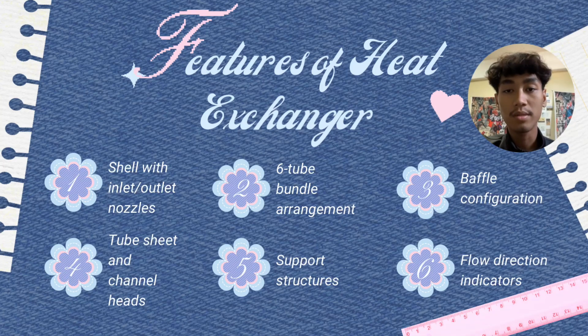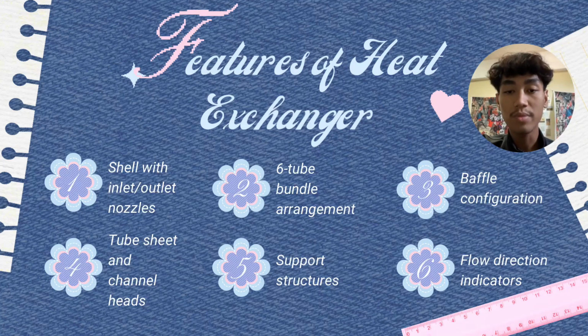Next, I will explain the main features of a heat exchanger, focusing on a shell and tube type. First, we have the shell with inlet and outlet nozzles. The shell is the outer casing of the heat exchanger, and the nozzles allow the working fluid to enter and leave the system. This ensures controlled flow and proper heat transfer between fluids.